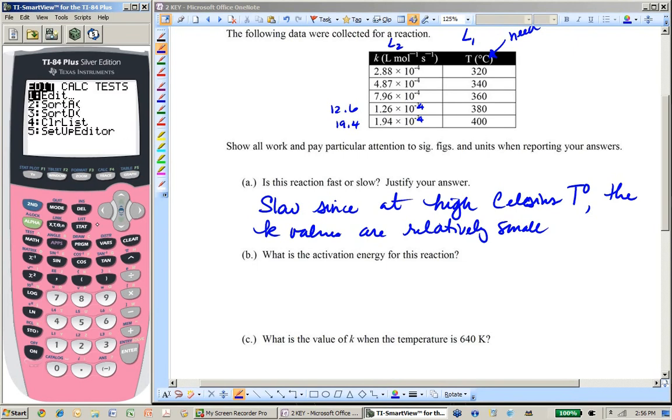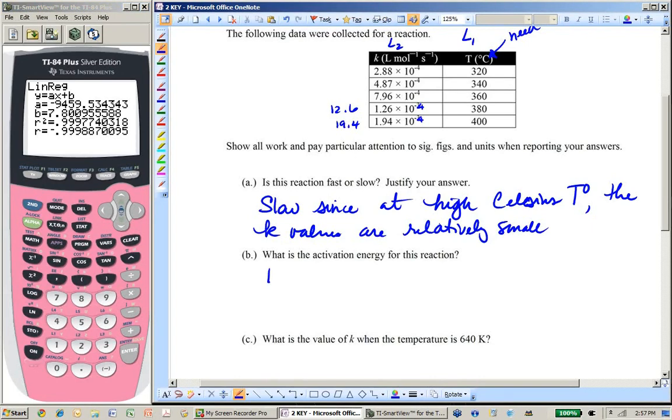So stat, calc. Since I did everything, it's item 4 to get a lin-reg. I did everything in L1 and L2. It's going to default L1, L2. I can type it in if it makes you feel better, but all I really need to do is paste this into Y1. So alpha, trace, there's my Y1. And hit enter. I'm after the slope.